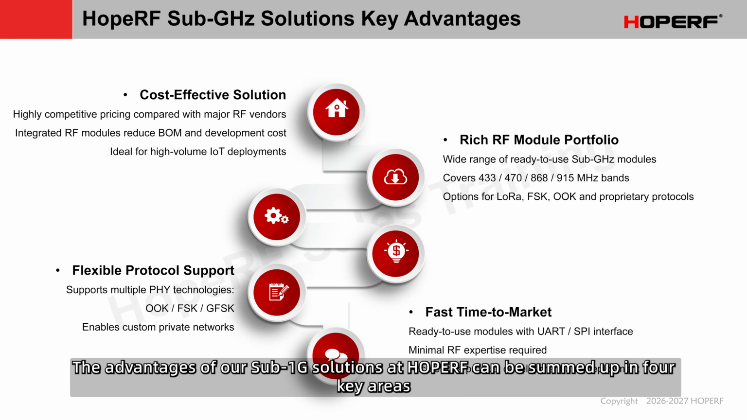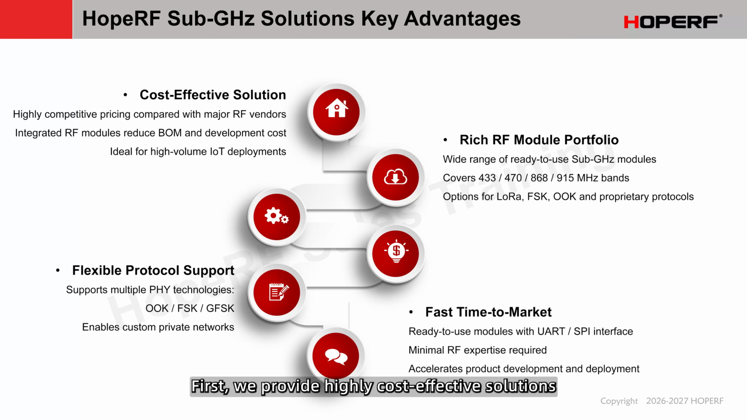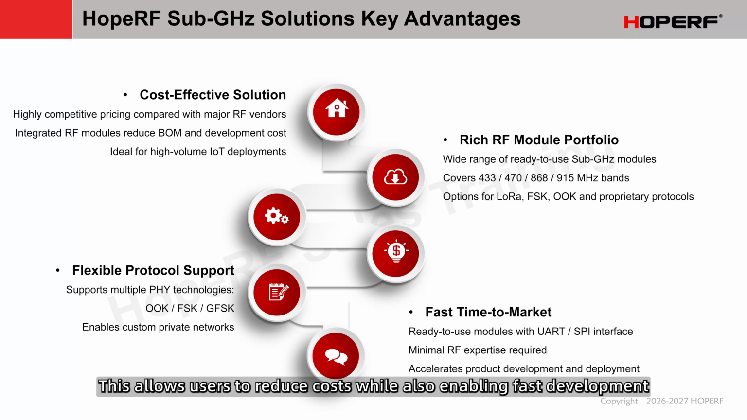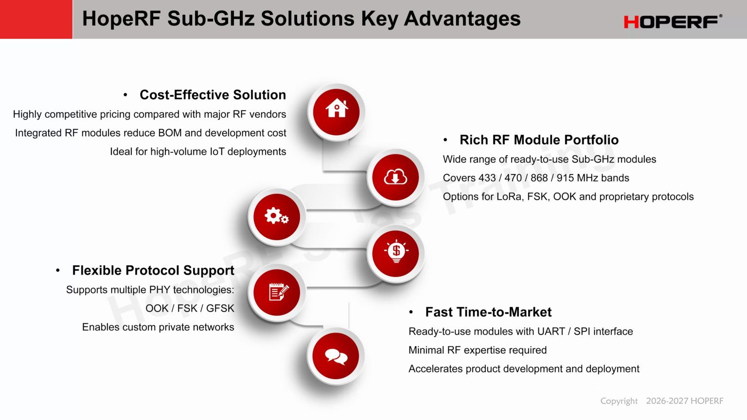The advantages of our Sub-G solutions at Hoperf can be summed up in 4 key areas. First, we provide highly cost-effective solutions compared with other major RF suppliers. Hoperf not only offers RF chips with excellent cost-effectiveness, but also provides RF modules that integrate matching components. This allows users to reduce costs while also enabling fast development.